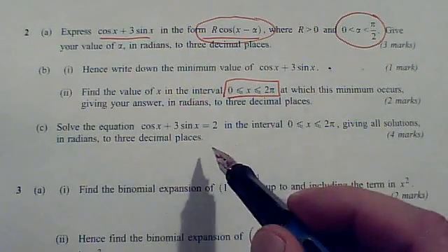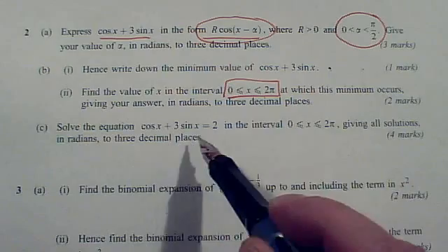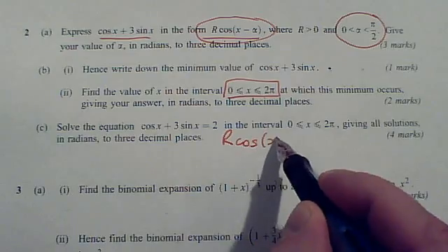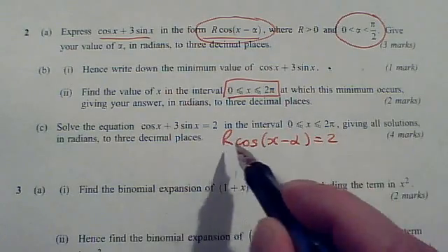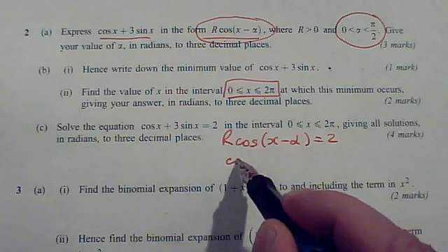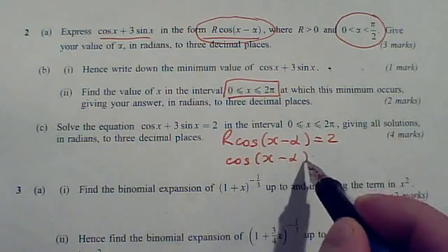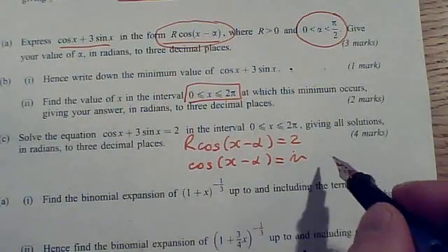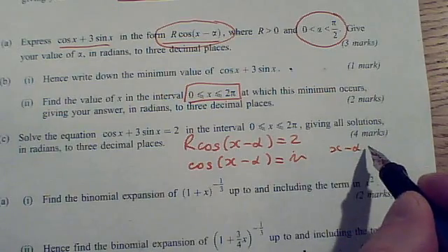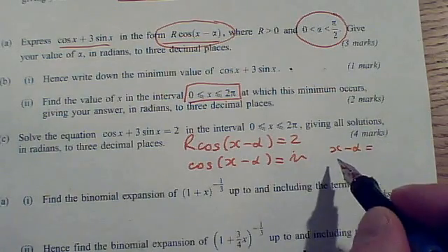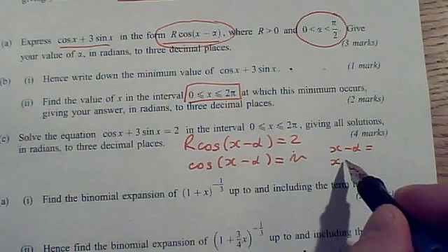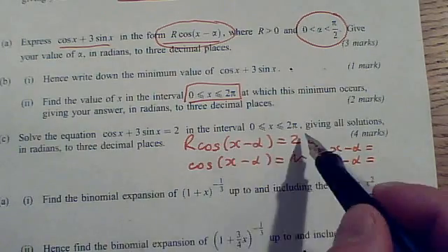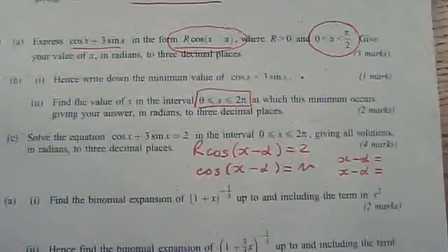And then on part C, solving this equals 2, you go back to r times cos of x minus alpha equals 2. Of course you'll have numbers for the r and the alpha, so you'll say that cos of x minus alpha equals 2 divided by r, so some known number there, and then you'll be able to inverse cos to get x minus alpha equals first value, and of course you can use a CAST diagram or your favourite other method to get another value for x minus alpha, and then add alpha to each of them, and if they're outside the range 0 to 2 pi, then adjust by 2 pi.